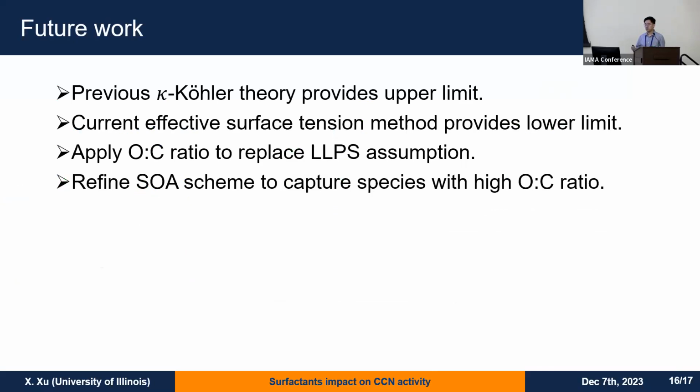For our next step, we want to apply the OC ratio to replace our current liquid phase separation assumption, to find the compromise between the Kappa-Kohler theory and effective surface tension. But in order to do that, we first need to refine our SOA scheme, because currently the SOA scheme in our model only captures the first generation of oxidized products. So we want to refine the scheme to capture more species with higher OC ratios.